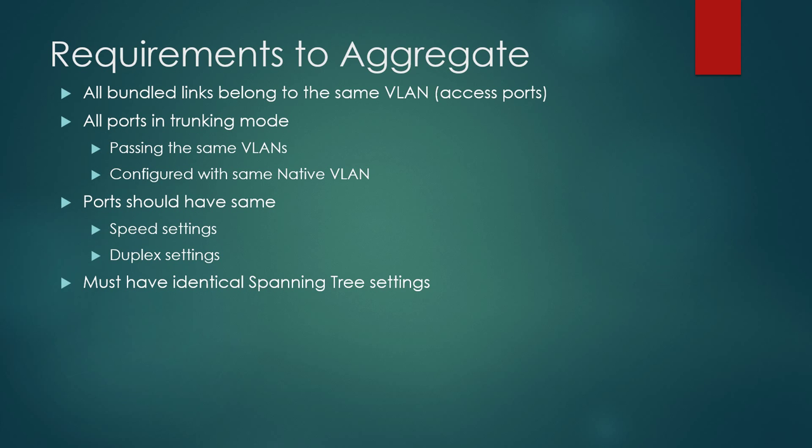In order for us to bundle ports together to form an EtherChannel, our ports have to meet some basic requirements. If we're going to bundle access ports together, all of the access ports have to be a member of the same VLAN. If we're going to bundle trunks together, these trunks have to all be passing the same VLANs and configured with the same native VLAN. Also, the physical layer 1 settings for the ports must be the same. They must have the same speed and duplex settings. And we must have identical spanning tree settings on all the ports that are going to make up our EtherChannel.